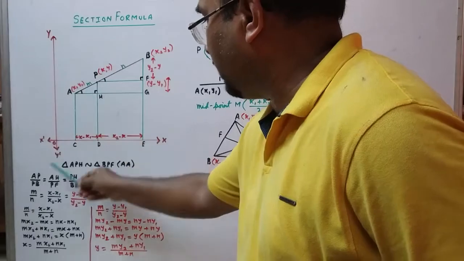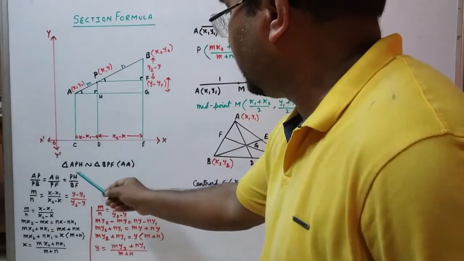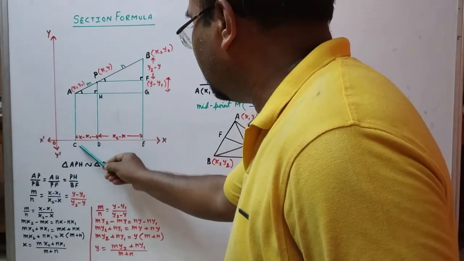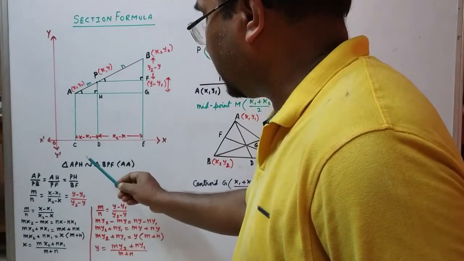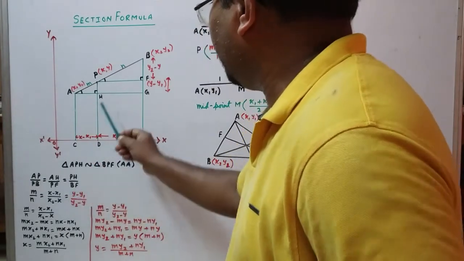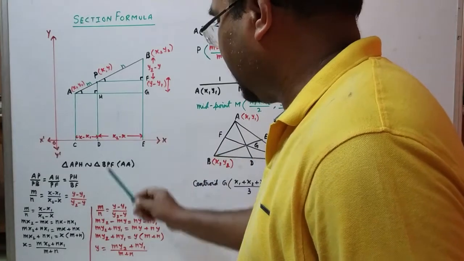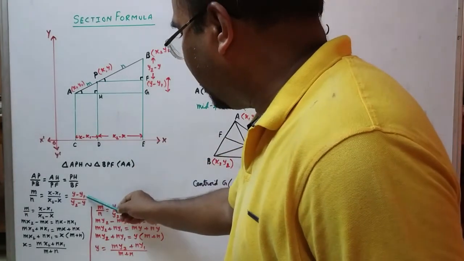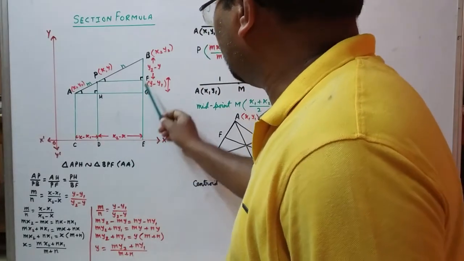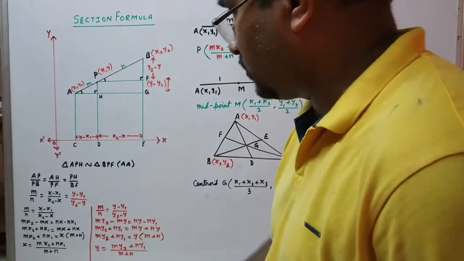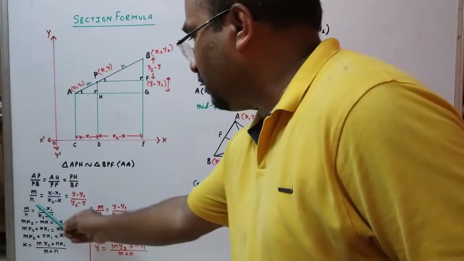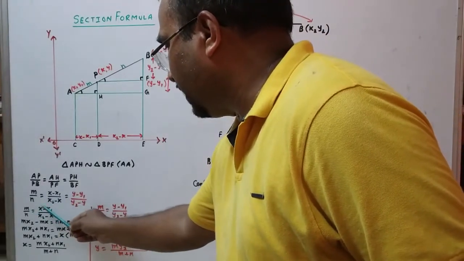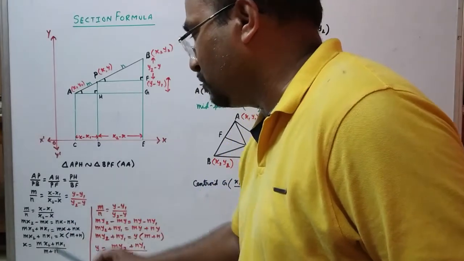Now I will substitute the values here. So AP is m, PB is n, then this AH, which will be the same as CD, is x minus x1, and then PF will be x2 minus x. PH will be the same as this, so y minus y1, and then PF is y2 minus y. So these values are put over here. Now I am taking these two, m by n equals x minus x1 by x2 minus x.